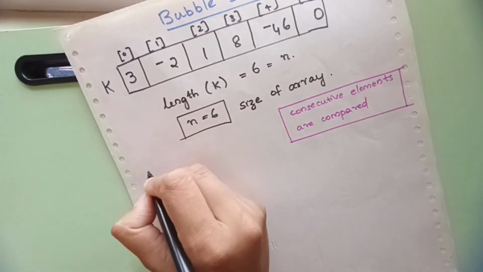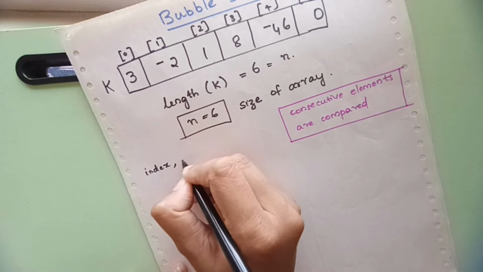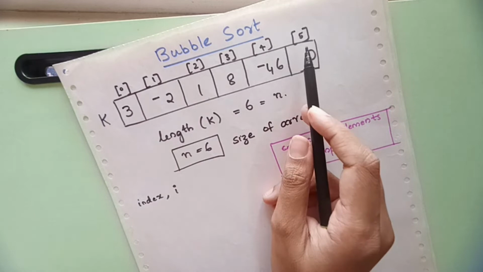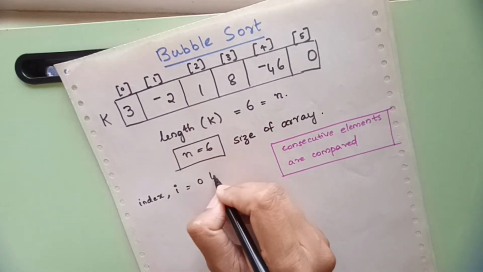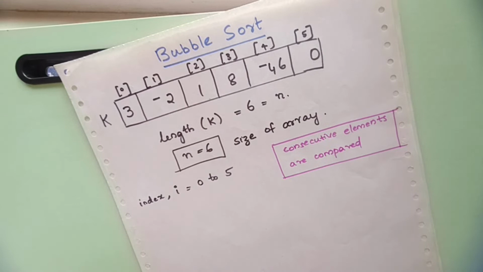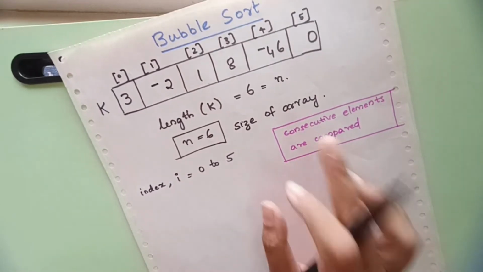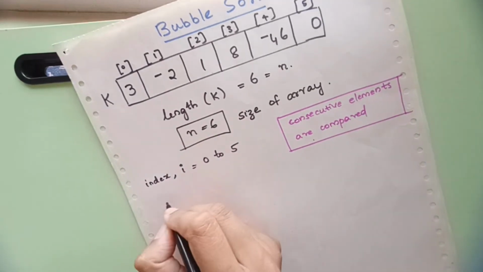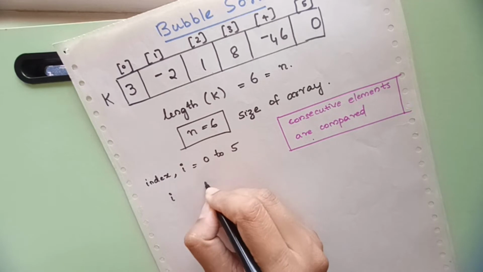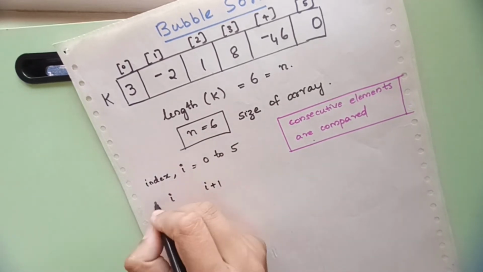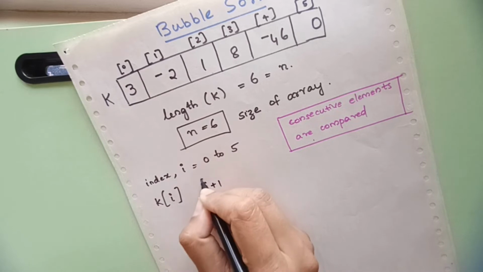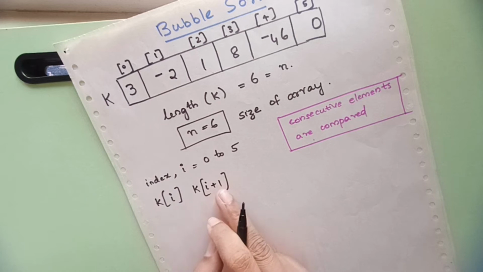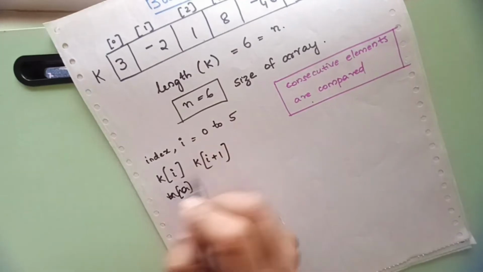Let's represent array index as I. So in this case, I ranges from 0 to 5. So in bubble sort, as mentioned before, consecutive elements are compared, which means I will be compared with I plus 1. That is K of I. Element at ith position will be compared with element at I plus 1th position. We will see all the cases.